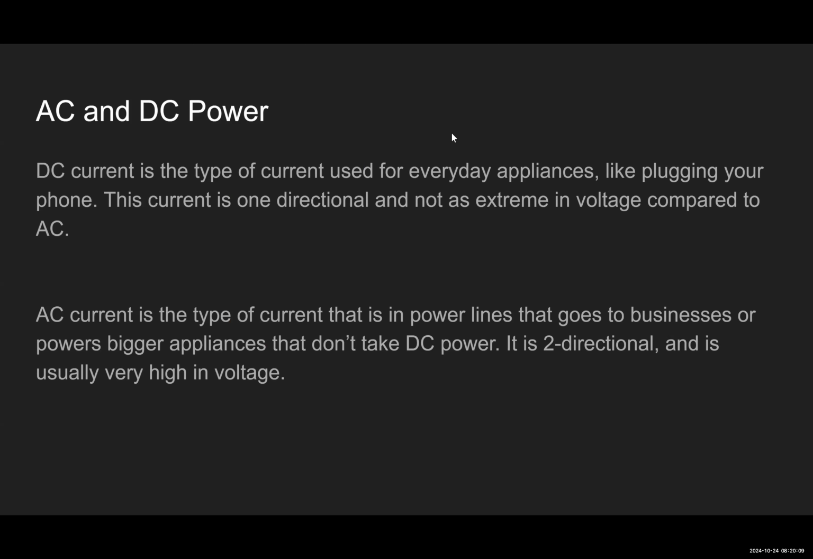So the first thing I'm going to talk about is AC and DC power. DC current is the type of current used for everyday appliances, like plugging in your phone. It's one directional and not as extreme in voltage compared to AC. AC current is the type of current in power lines that goes to businesses or to bigger appliances, like big fridges that don't take DC power. It's two directional and usually very high in voltage.